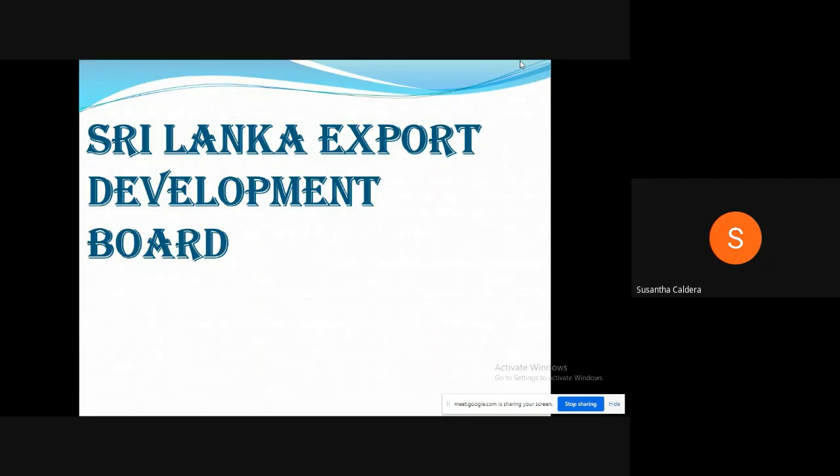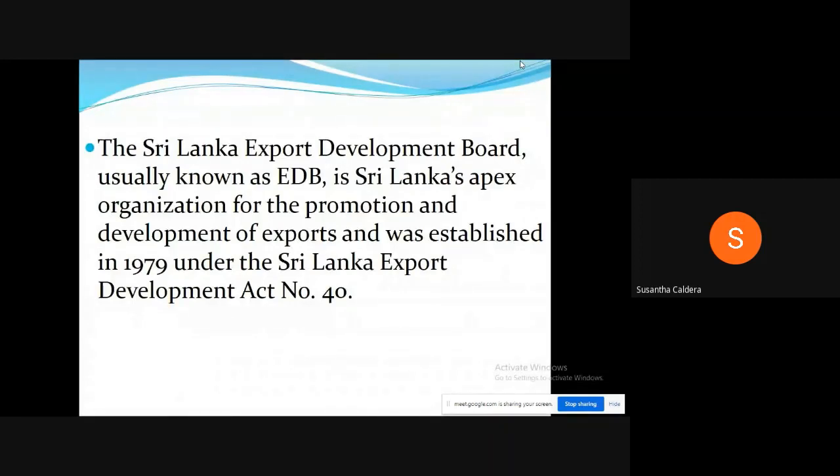The Sri Lanka Export Development Board, usually known as EDB, is Sri Lanka's apex organization for the promotion and development of exports. And this was established in 1979 under the Sri Lanka Export Development Act number 40. Right? Okay.